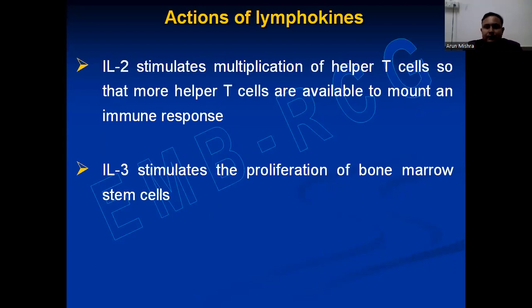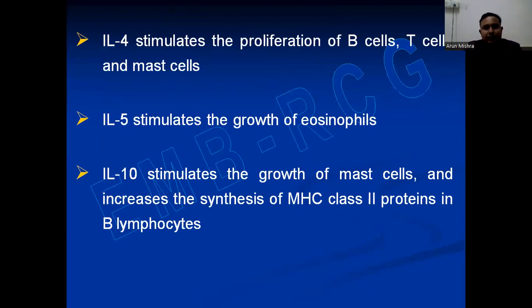Actions of lymphokines. IL-2 stimulates multiplication of helper T cells so that more helper T cells are available to mount an immune response. Interleukin 3 stimulates the proliferation of bone marrow stem cells. Interleukin 4 stimulates the proliferation of B cells, T cells, and mast cells. Interleukin 5 stimulates the growth of eosinophils. Interleukin 10 stimulates the growth of mast cells and increases the synthesis of MHC class 2 proteins in B lymphocytes.